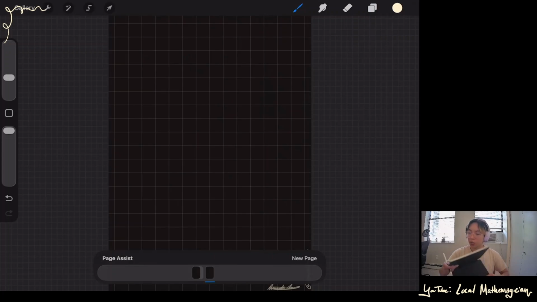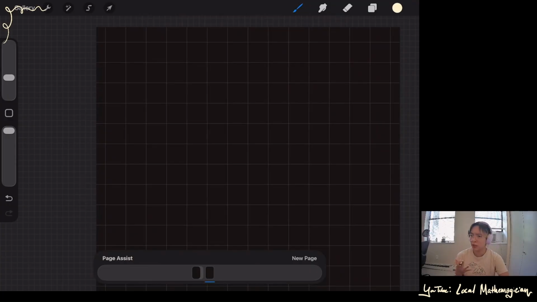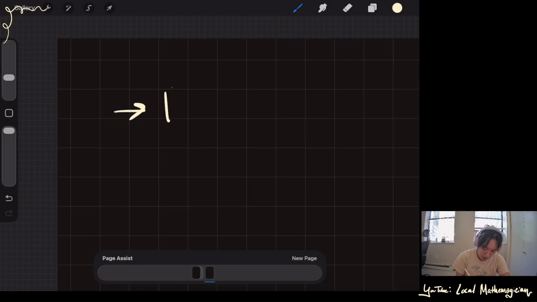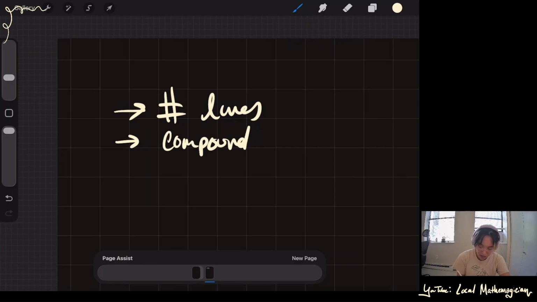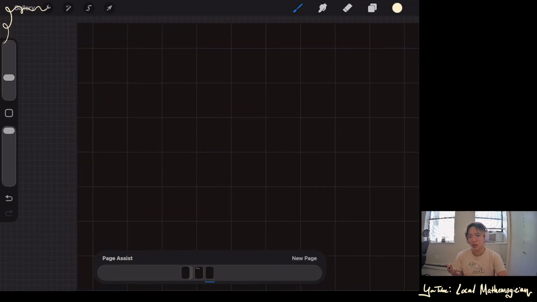So for this lecture, we'll be talking about absolute value, okay? So big picture, here are the prereqs you need. You need to know how number lines work. You need to know how compound inequalities work, and all of the prereqs for that guy, okay? So let's talk about absolute value. What is an absolute value?